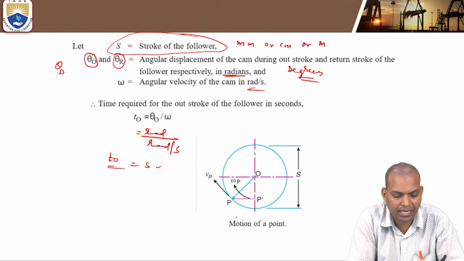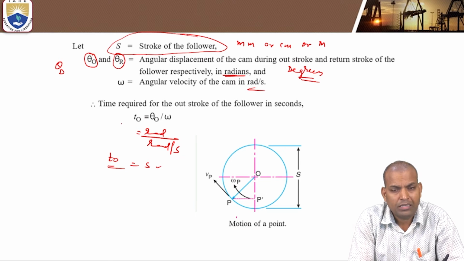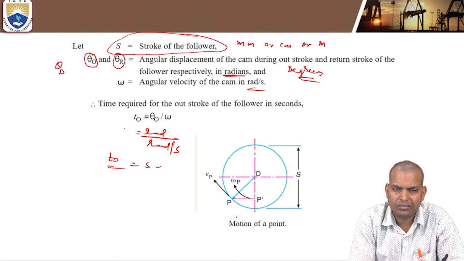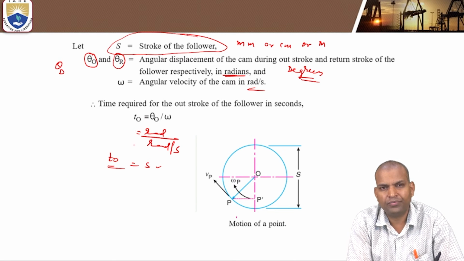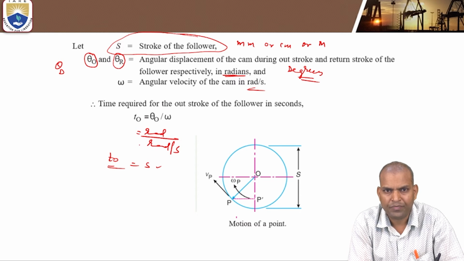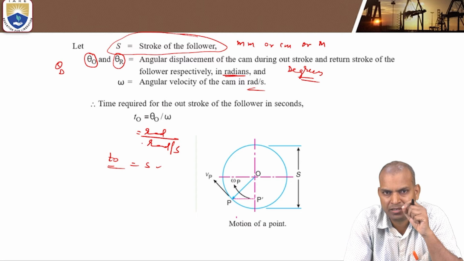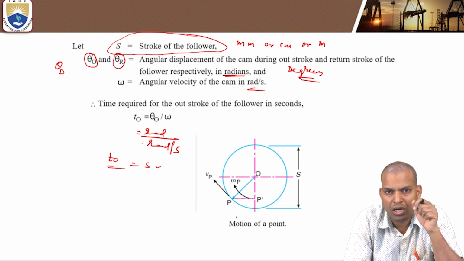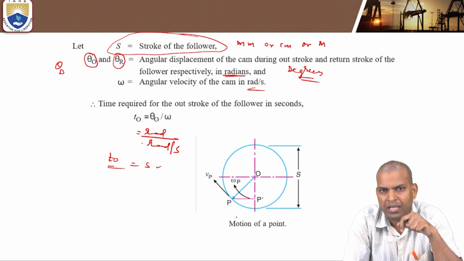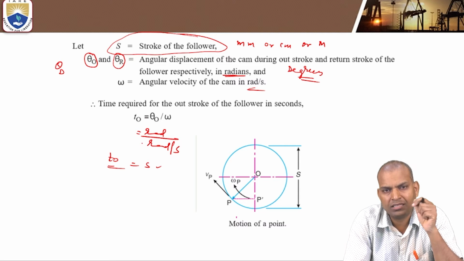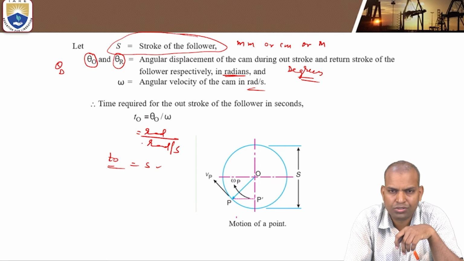That is known as the time required for outstroke. Now, it depends upon whether the outstroke time takes more or the return stroke time takes more. Which one? It depends upon the angle of outstroke and the angle of return stroke. If the angle of outstroke is larger, because here we are considering omega to remain constant, then under the constant value of omega, when theta O is larger than theta R, definitely the time taken during outstroke is more than the time taken during return stroke.